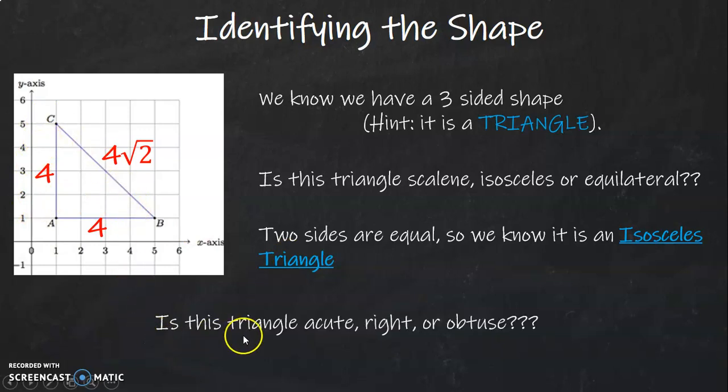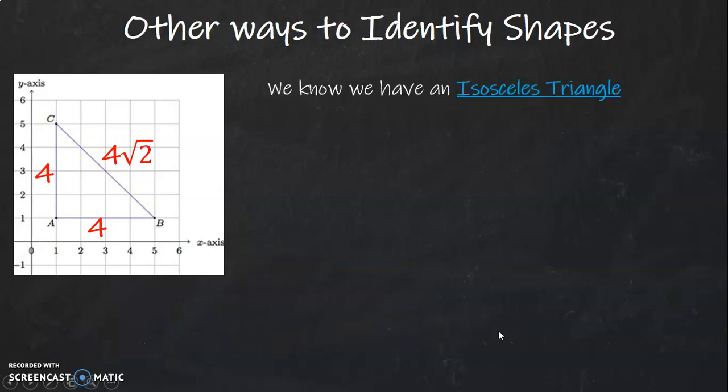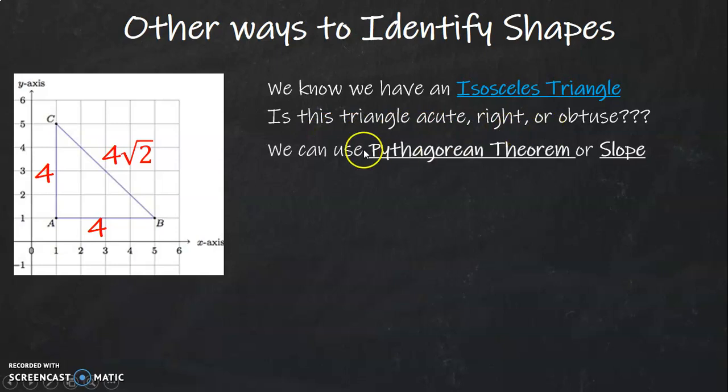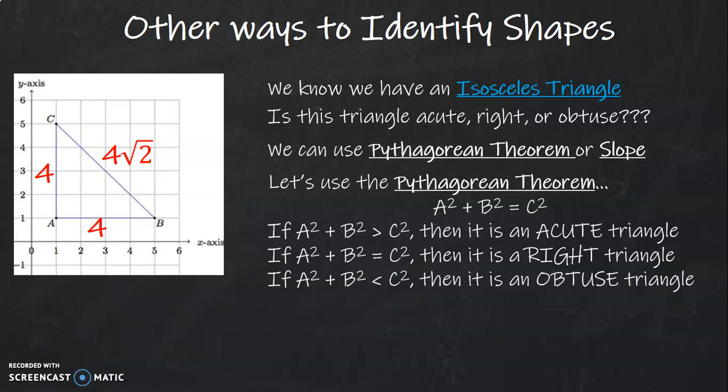But what if they ask if it was acute, right, or obtuse? Well, then we would need to figure that out. So we already know it's an isosceles, so we know that these two angles are the same. So we need to know if it's acute, right, or obtuse. We can use Pythagorean theorem, or we can use slope. So let's look at Pythagorean theorem first.